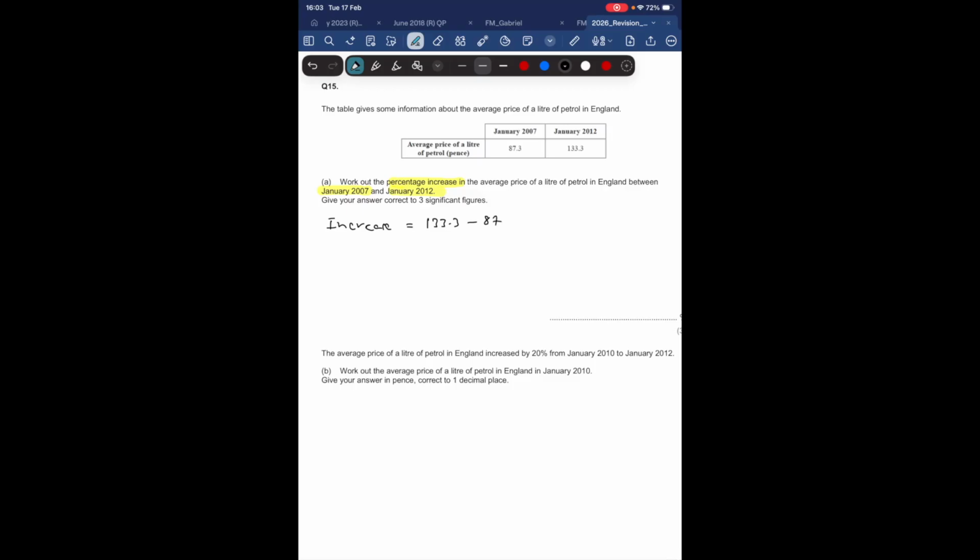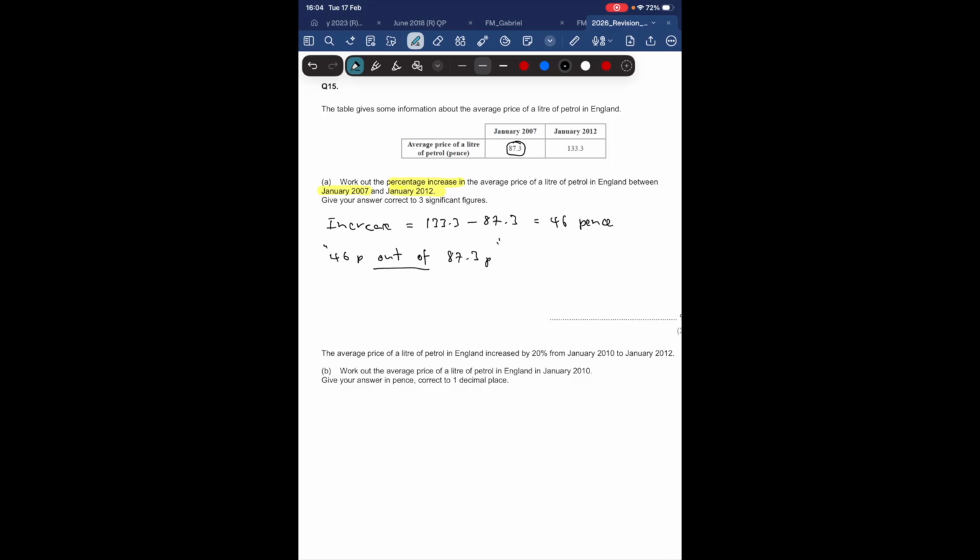133.3 minus 87.3. And if we work that out on a calculator, we're going to get 46 pence. So that's what the increase is. We then need to convert that to a fraction. Now, we always use the original value as the basis of the conversion. So we need to write 46 pence as a fraction out of the original, which was 87.3 pence.